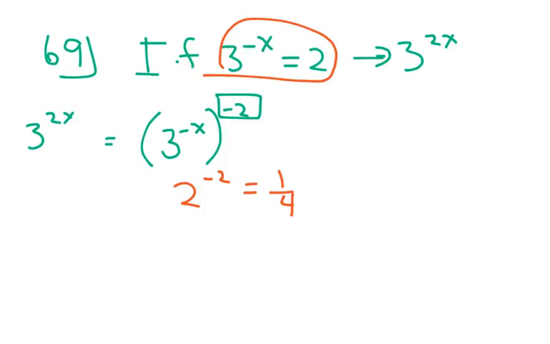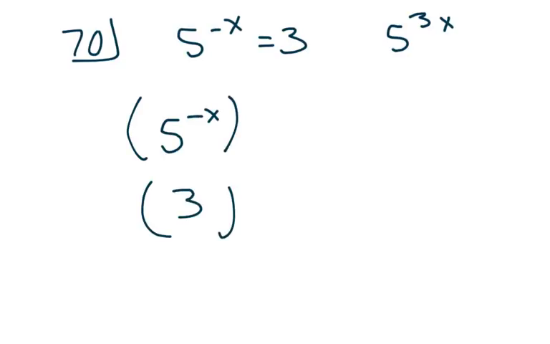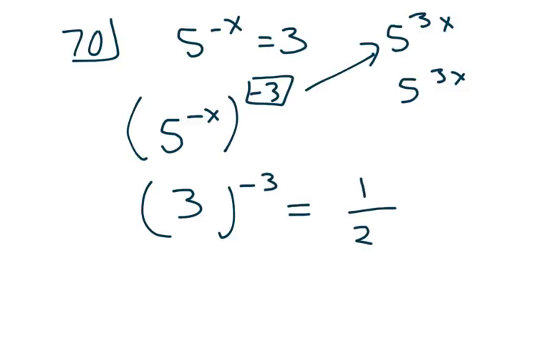Alright? I'm going to try 70 for those of y'all that are still watching this. Let's do 70. We have 5 to the negative x equals 3. And so what is 5 to the 3x? So basically I want to write this as 5 to the negative x, that way I can put 3 here. Now what do I put here to make it look like that? Yes, negative 3. Because if you multiply by negative 3, that would give 5 to the 3x. So I just put my negative 3 here, and that's going to be 1 over 27. Okay, and that completes 4.3.